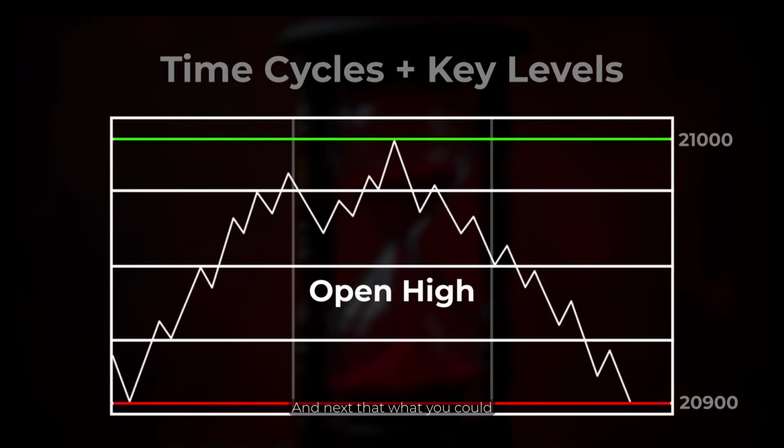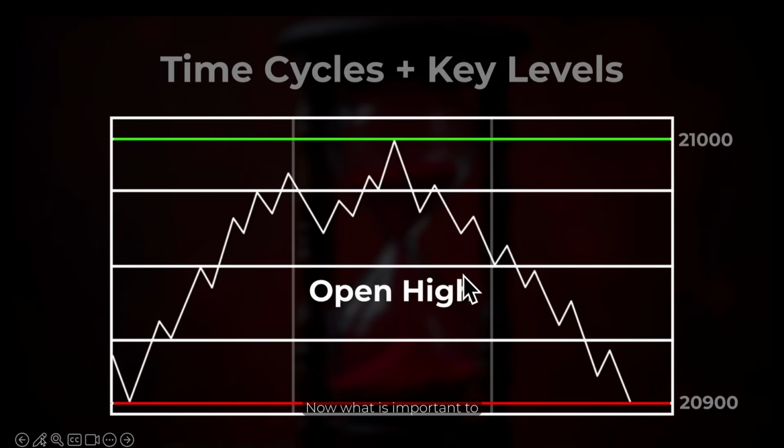And next, what you could be looking at is, for example, a higher time frame array, which would have formed in the past. Think about PD arrays. We then see the smart money reversal taking place, and the market is displacing towards the downside. Notice how the market is being repriced lower, and it's drawn towards the 20,900 price level.